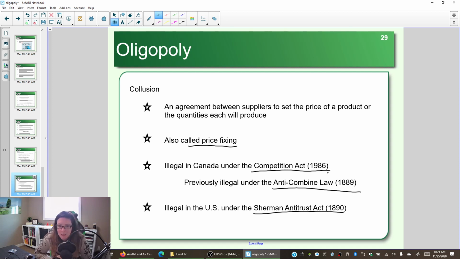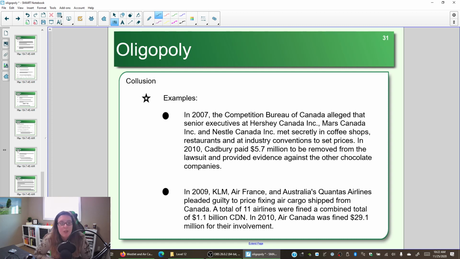So let's look at some examples of what has happened under that Competition Act. There have been a number of cases, and they tend to take quite a while, where companies have been charged with collusion. For example, in 2007, the Competition Bureau of Canada charged Hershey's, Mars, and Nestle with collusion. What they were being accused of essentially is that their execs were meeting each other on golf courses and coffee shops and saying, hey, we'll produce less if you produce less to make the price go up.